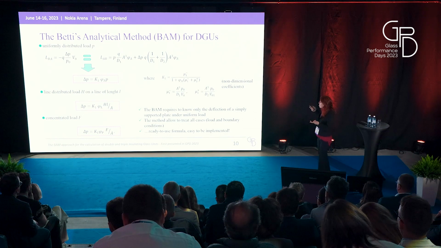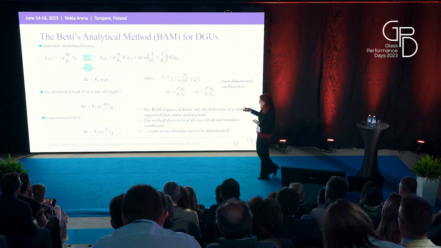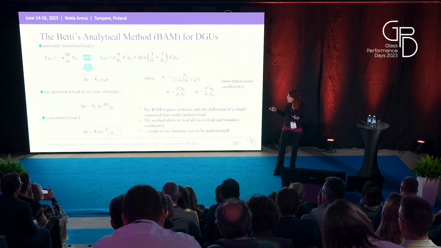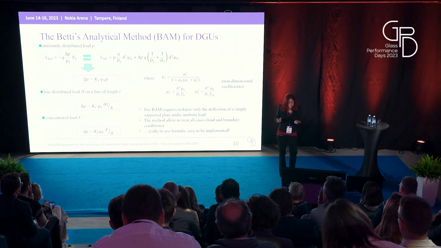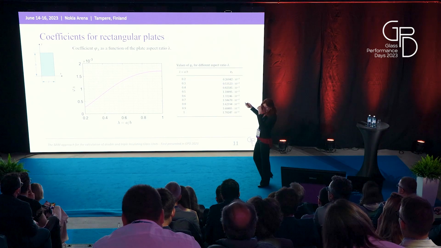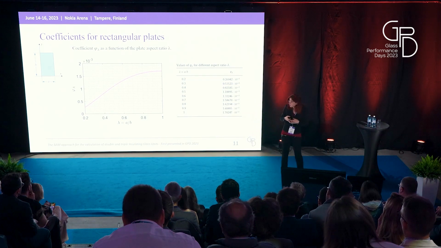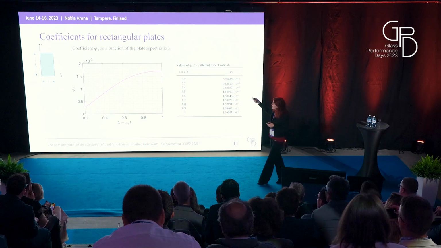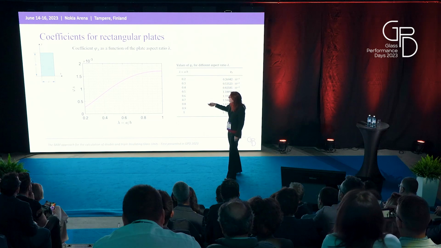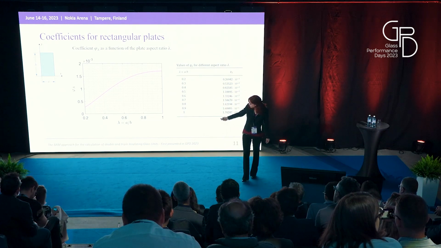So the BAM method requires knowing only the coefficients phi L, phi A, and phi P, and provides very ready-to-use formulas that can cover all the cases of loading condition. These coefficients are provided in the literature in the form of tables or graphs. For example, for the case of a rectangular plate, this graph shows the coefficient phi A simply as a function of the aspect ratio of the plate.